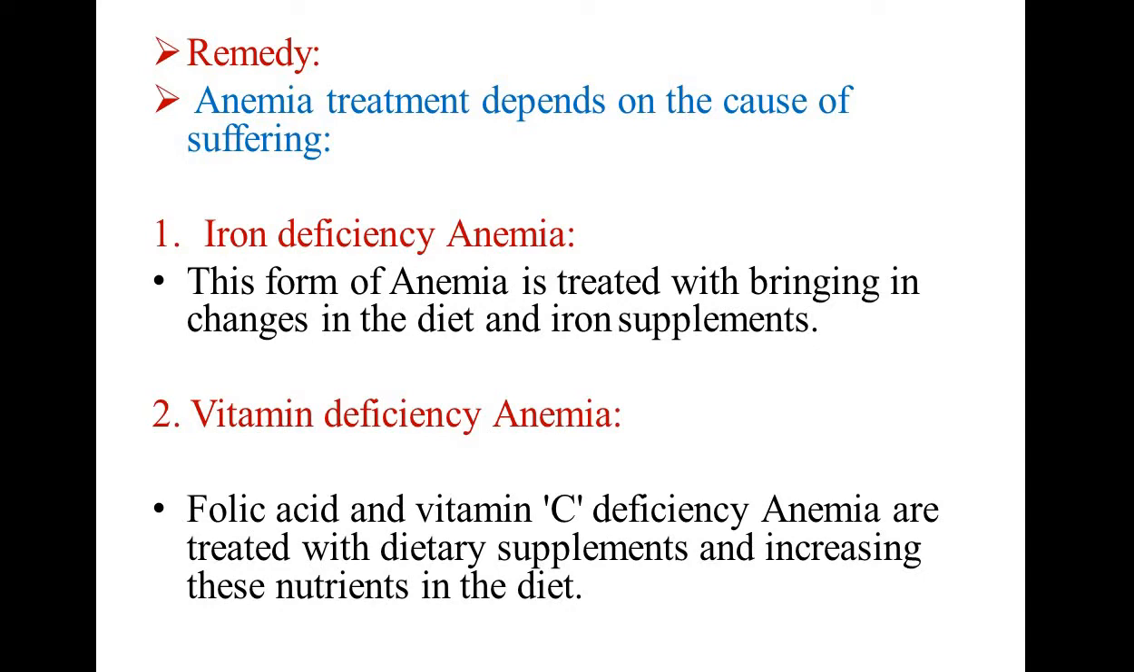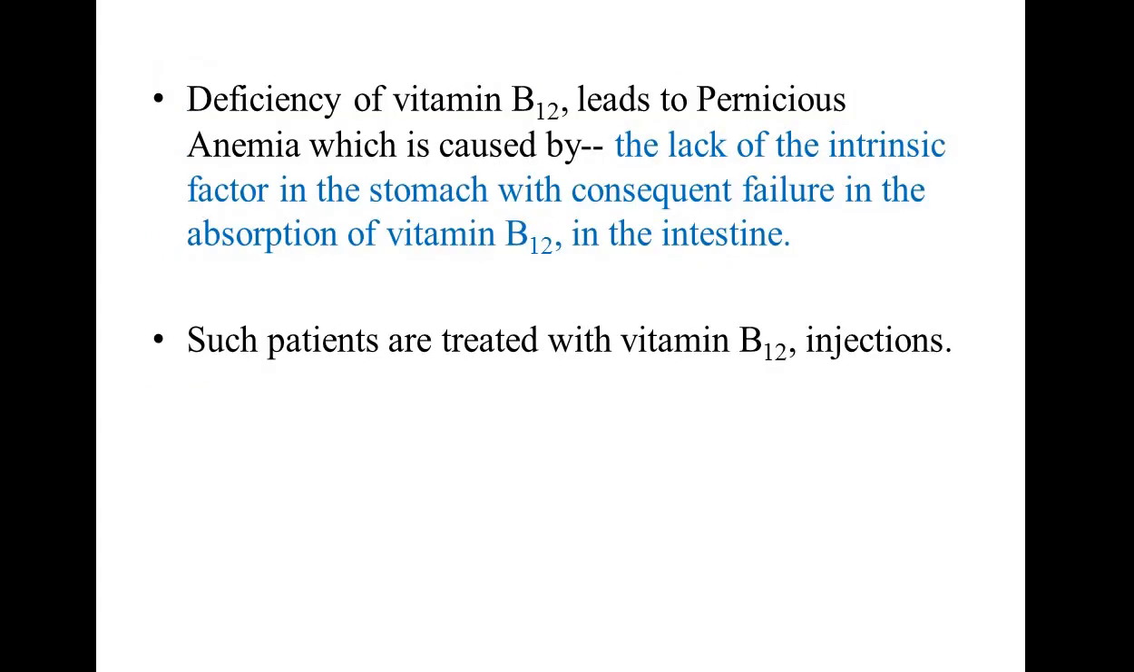First one, that is iron deficiency anemia. This form of anemia is treated with a change in the dietary condition and iron supplements. Then second one, vitamin deficiency anemia can be treated with folic acid, and vitamin C deficiency anemia is treated with dietary supplements and increasing these nutrients in the diet of the patient.